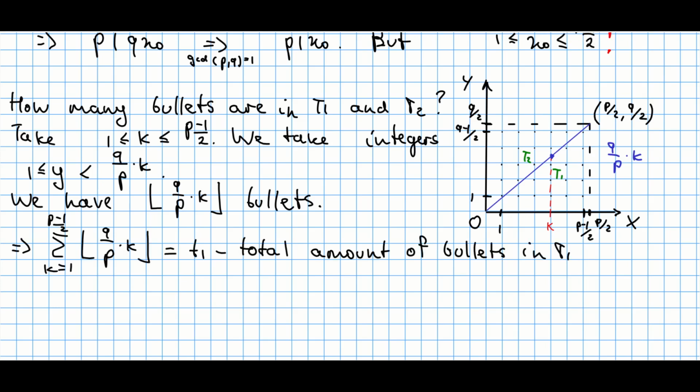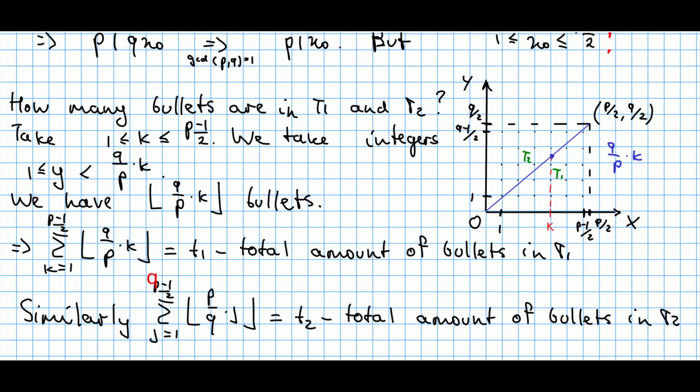Thus, if I do the same procedure for any other k between 1 and (p minus 1) over 2, and then sum up the total number of bullets, this will be denoted by T1, and this T1 corresponds to the total amount of bullets in triangle T1. So this is k equals 1, k equals 2, k equals 3, and so on and so forth. So we took all bullets in this triangle T1. In an almost similar fashion, you can prove that the total amount of bullets in triangle T2 is going to be this sum of the integer part of p over q times j, where j runs from 1 to (q minus 1) over 2, and this is denoted by T2.